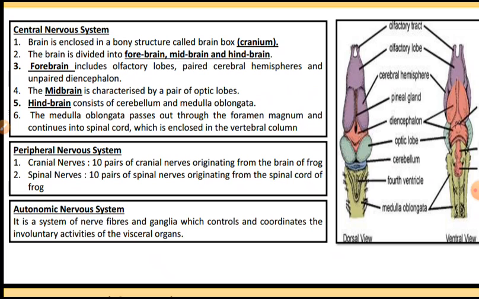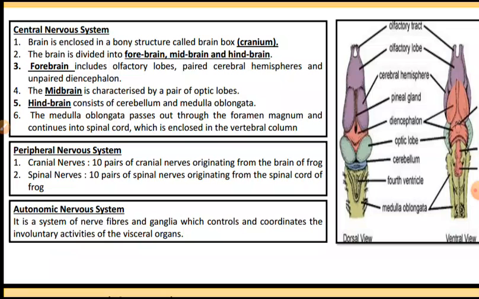The spinal cord is enclosed in the vertebral column. The spinal cord is also part of the CNS. From this CNS, many nerves arise from the brain and spinal cord. These are known as the peripheral nervous system.